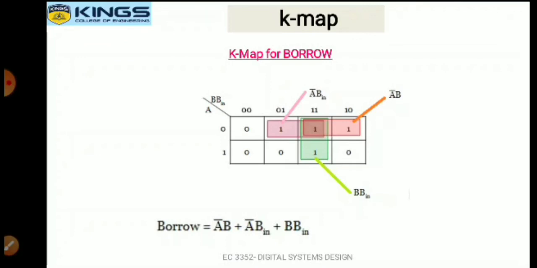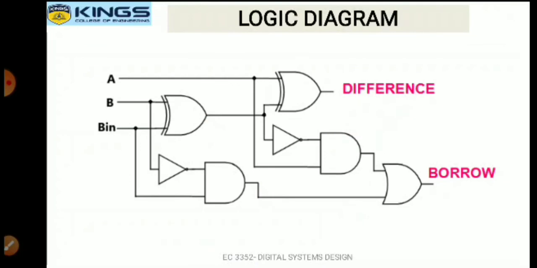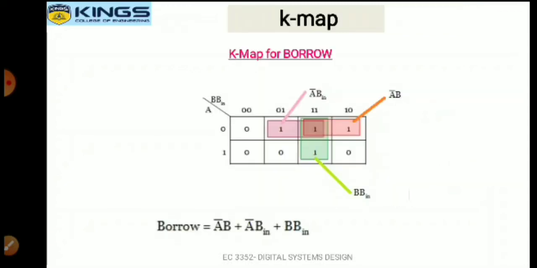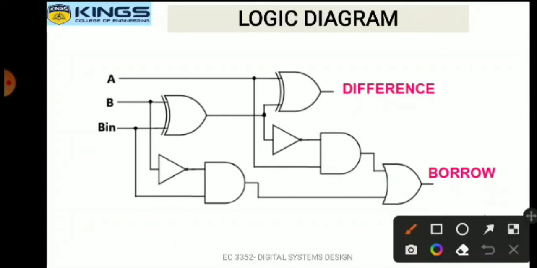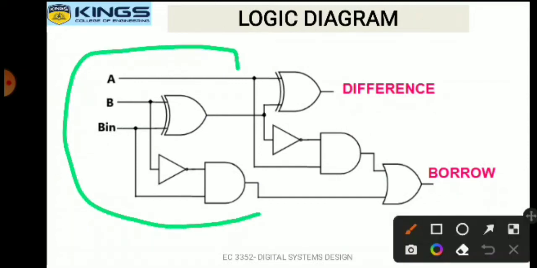ஓகேங்களா, ஸோ by having these two expressions we have to draw the logic diagram. So see here, differenceல வந்து என்ன எக்ஸ்பிரஷன், B in XOR A XOR B. ஓகேவா, அப்புறம் பாரோக்கு என்ன எக்ஸ்பிரஷன் அப்படின்னா A bar B plus A bar B in plus B B in. ஓகேவா, இந்த லாஜிக் டயக்ராம் வந்து எப்படி கேட்பாங்க அப்படின்னா, draw the logic diagram of the full subtractor by having two half subtractor circuit and an OR gate அப்படின்னு கேட்பாங்க.